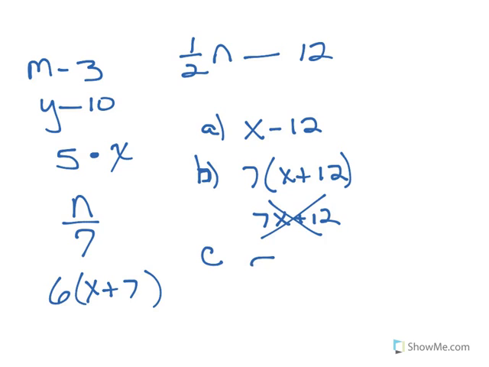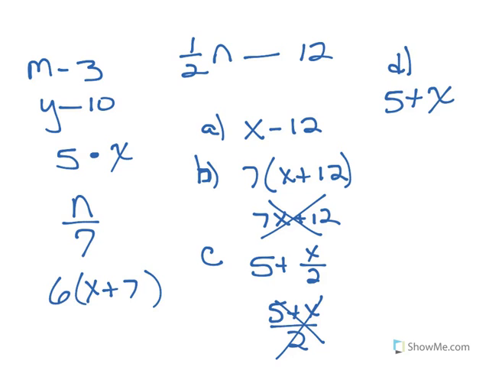C, 5 plus. Now, I can't say 5 plus x over 2, because that could be 5 plus x over 2, which is wrong. So you'd have to say something like 5 plus the quotient of x and 2, or a number and 2. And D, I'll put over here. We have 5 plus x over 2. So for this one, you might say the sum of 5 and a number, all divided by 2.